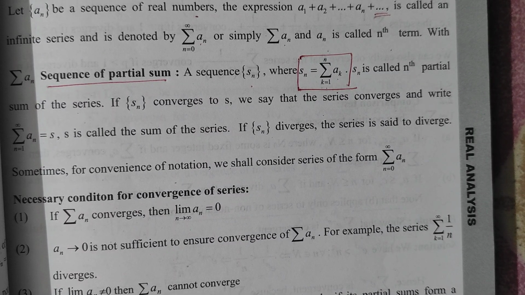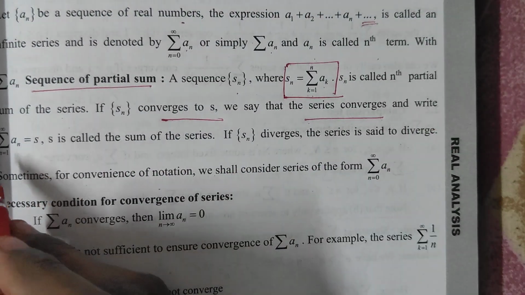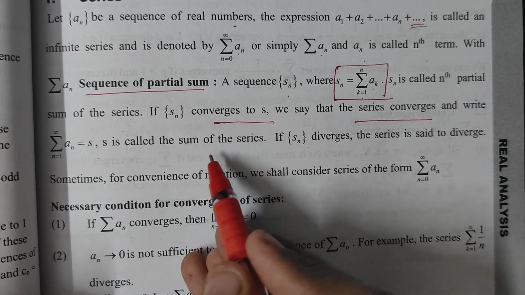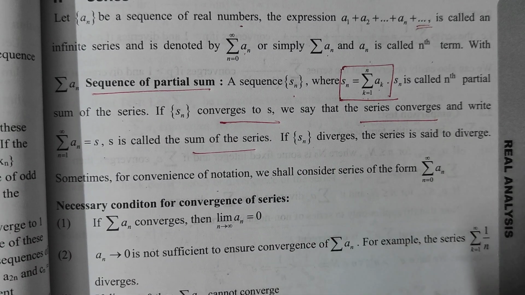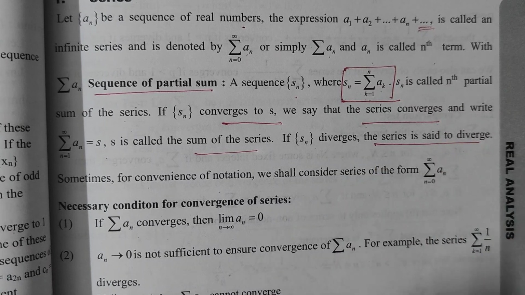If Sn converges to a particular number, the series converges. We write summation n equal to 1 to infinity of an equals s, and s is called the sum of the series. Suppose Sn diverges, then that series is also said to diverge.